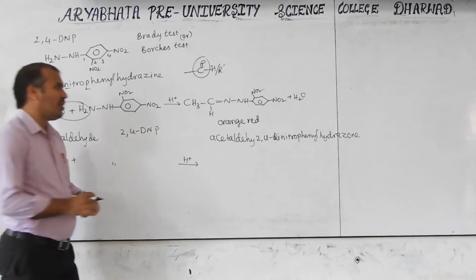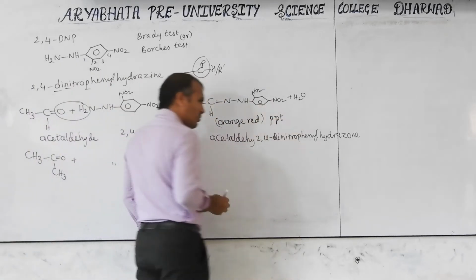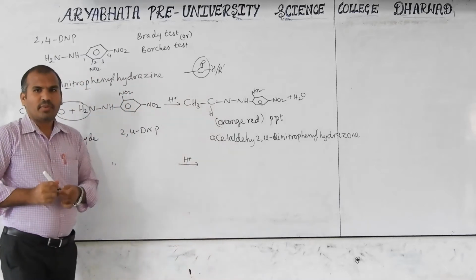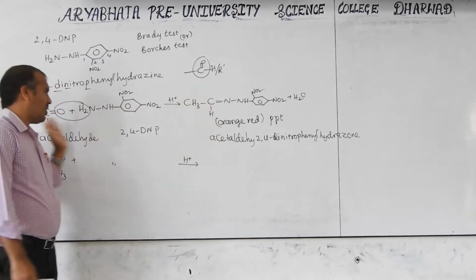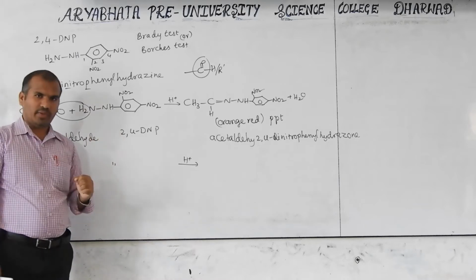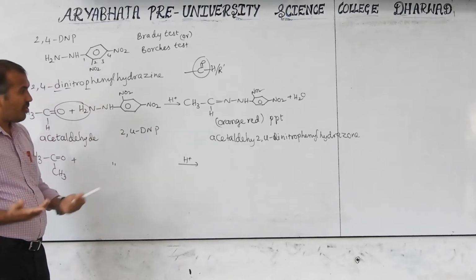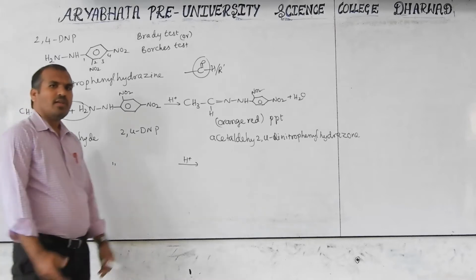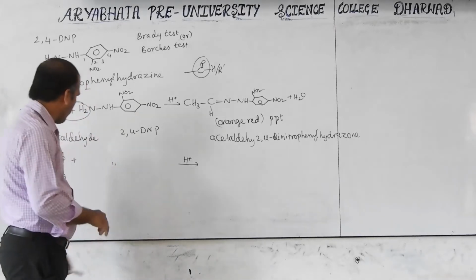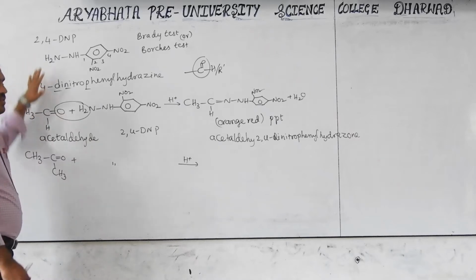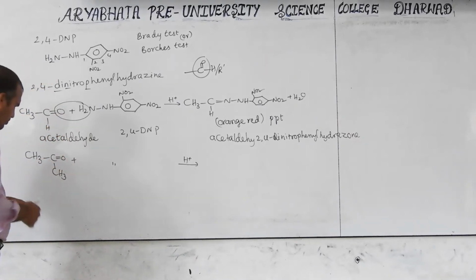Keep in mind, the precipitate is an orange red PPT. They may ask what precipitate is formed when you react with 2,4-DNP. Then an orange red PPT, or orange color PPT also, sometimes even a brick red color PPT. It depends; we can follow according to the textbook. Okay, so all these tests with ammonia and ammonia derivatives are completed.